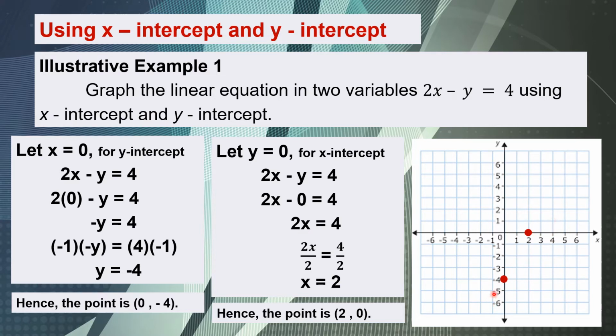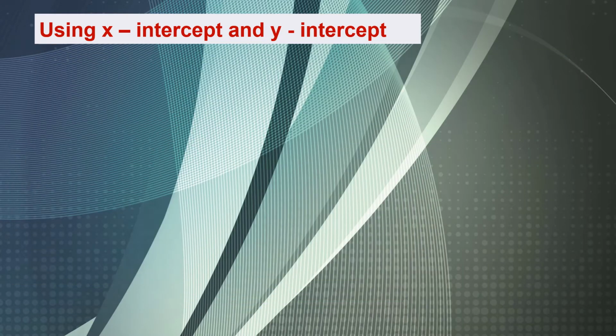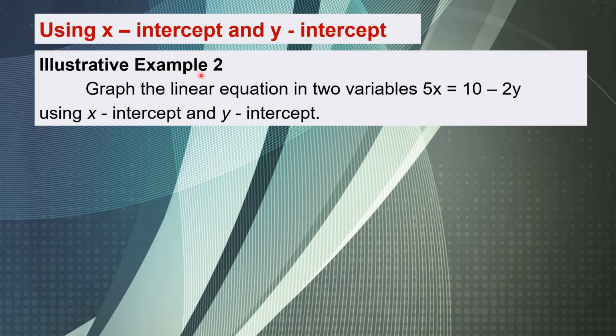Then, our last step is to connect these 2 points here using a straight line. So, this is now the graph of 2x minus y equals 4. So, let's have another example using x and y intercept. Example number 2. Graph the linear equation in two variables 5x equals 10 minus 2y using x-intercept and y-intercept.